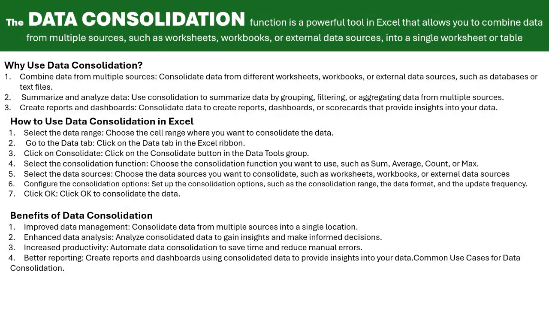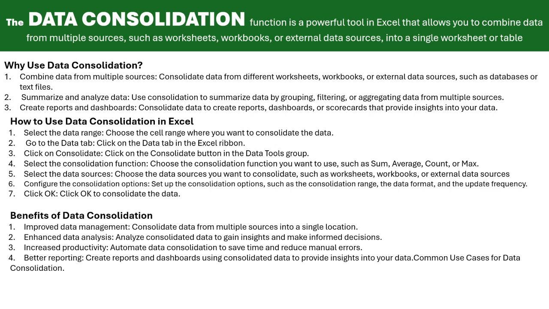Choose the consolidate function you want to use, such as sum, average, count, or max. Select the data sources. Choose the data sources you want to consolidate, such as worksheet, workbook, or external data sources. Next, configure the consolidation option. Set up the consolidation options such as consolidation range, data format, or update frequency. And now click on OK.